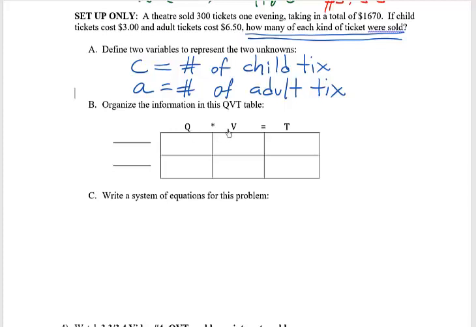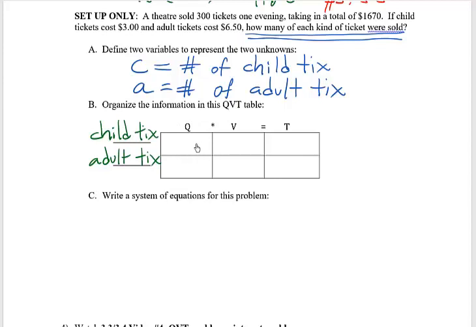I find it very helpful in all of these QVT problems to organize the information in what you might call a QVT table. They always have 2 rows and 3 columns. The columns are for quantity, valuation, and total value. The rows are for the 2 items you're talking about in that particular problem. In this case, we've got child tickets and we've got adult tickets. And then we need to start filling in these boxes. Remember, Q stands for quantity, how many. So in this box, I should fill in how many child tickets there were.